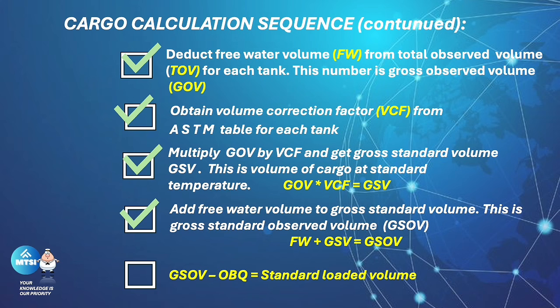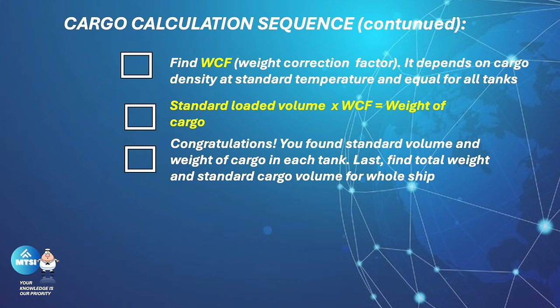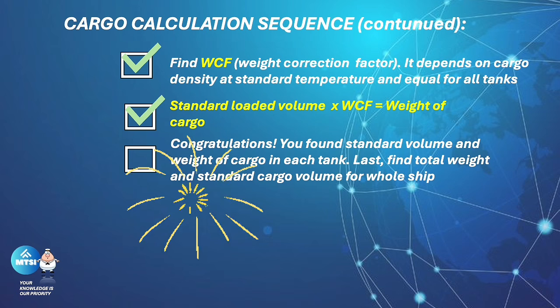Deduct cargo on board quantity from gross standard observed volume and get standard loaded volume. Find WCF, the weight correction factor. It depends on cargo density at standard temperature and is equal for all tanks. Multiply standard loaded volume by the weight correction factor and get the weight of cargo. Congratulations! You found standard volume and weight of cargo in each tank. Last, find total weight and standard cargo volume for the whole ship.